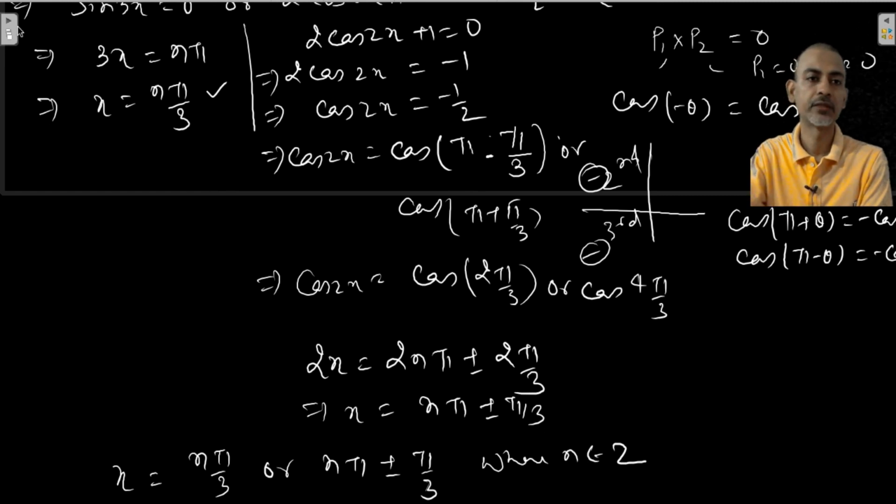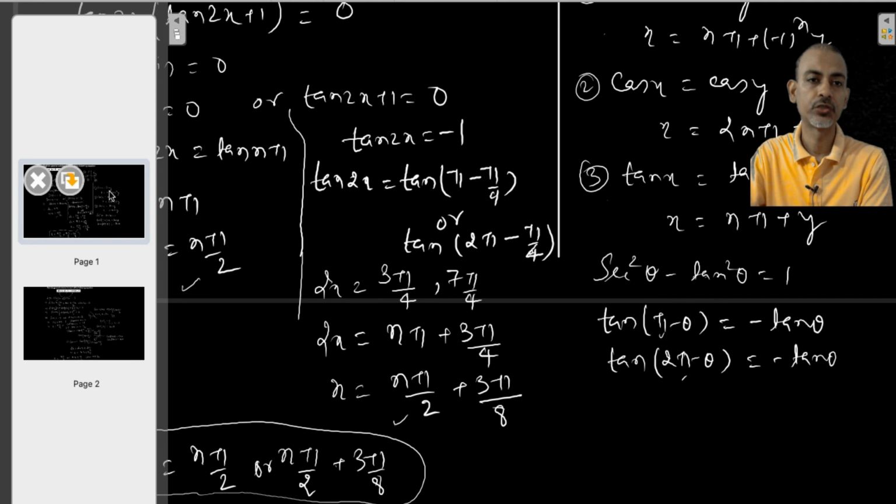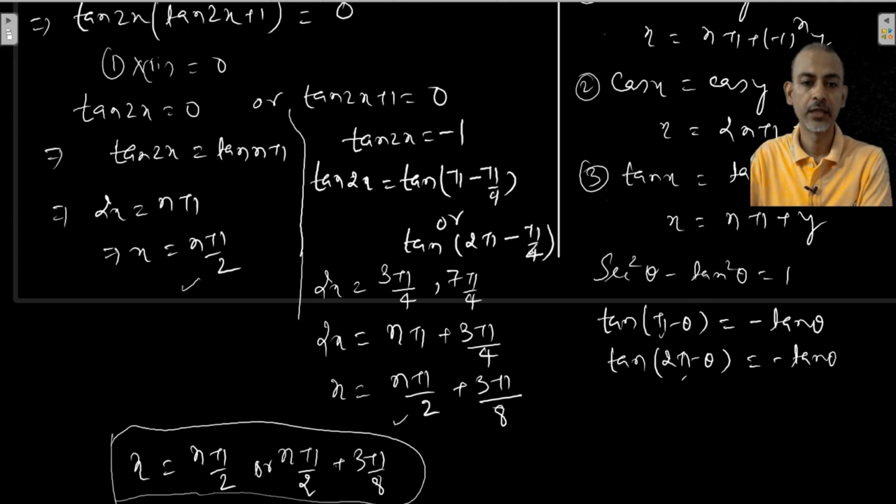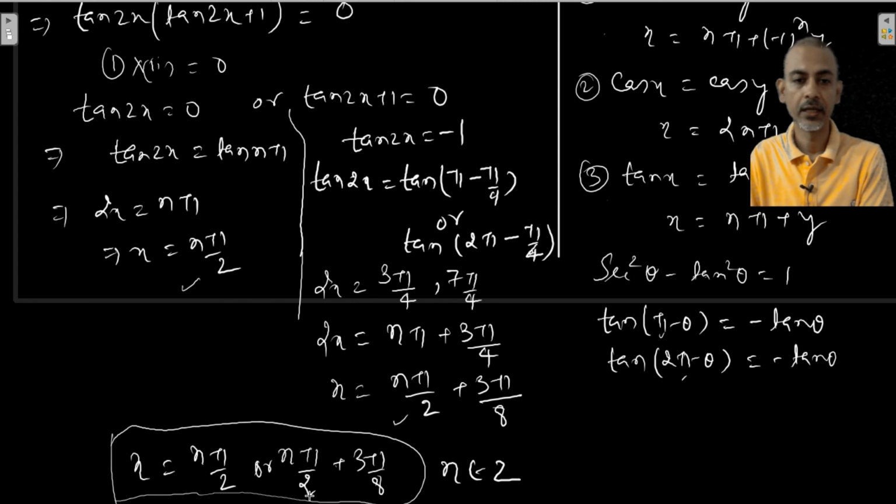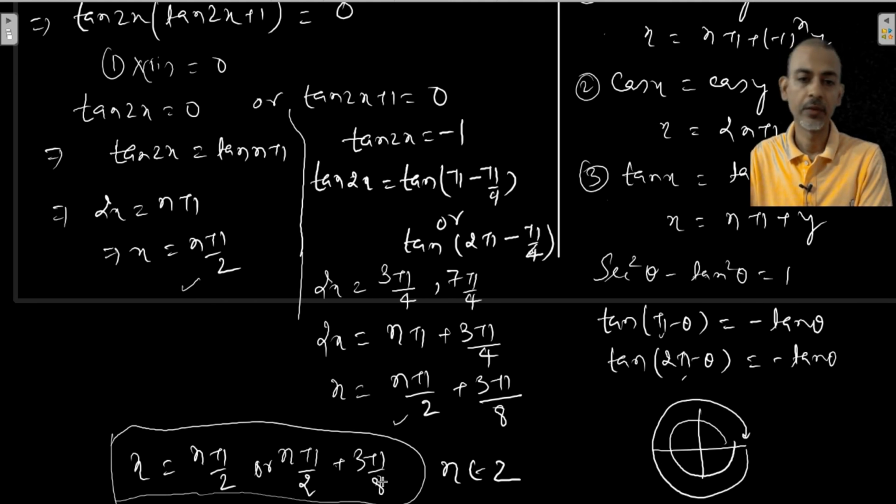I might have missed it in the other one as well, which you should not do. You should write that n is an element of Z. It means that n can take negative values, positive values, 0, all of that. And in either case, since you move around this circle in this direction or this direction, you will be able to get the same value. So that's why we put n is an element of Z.